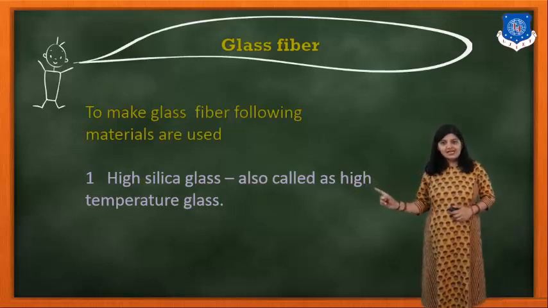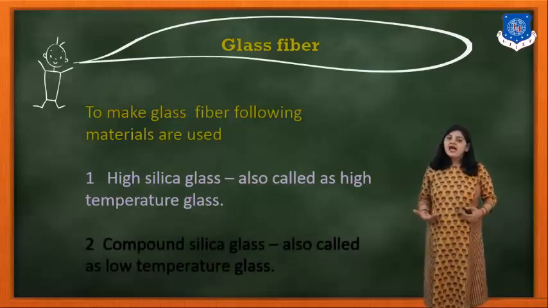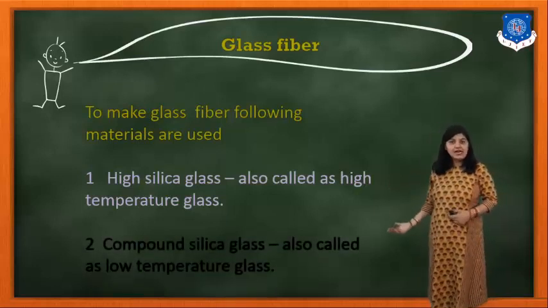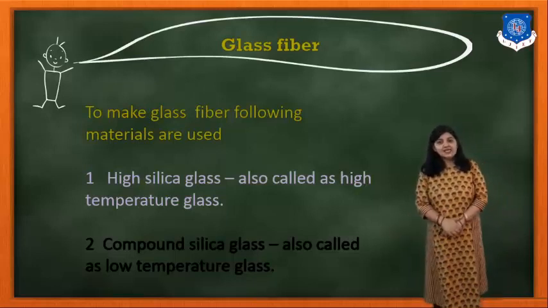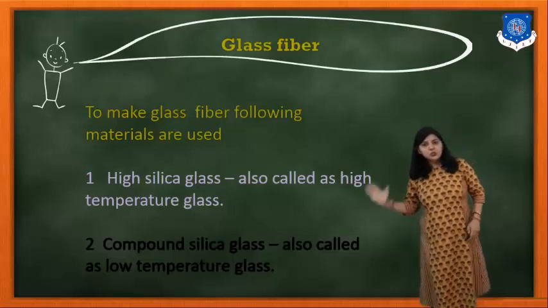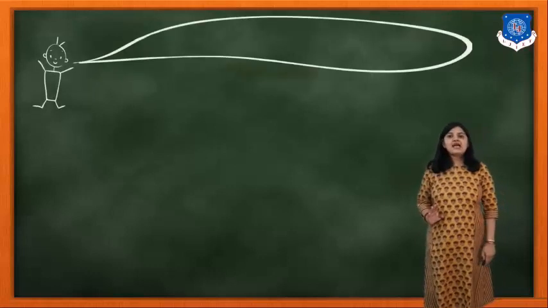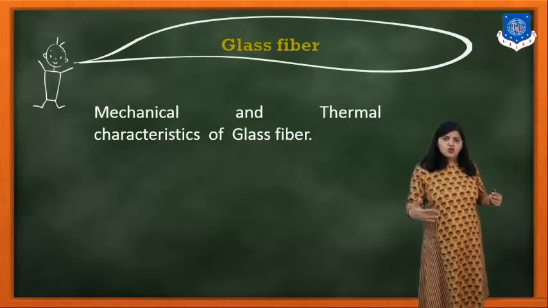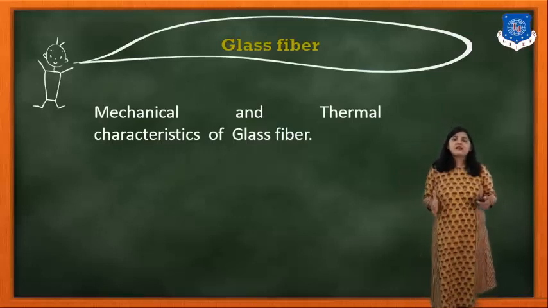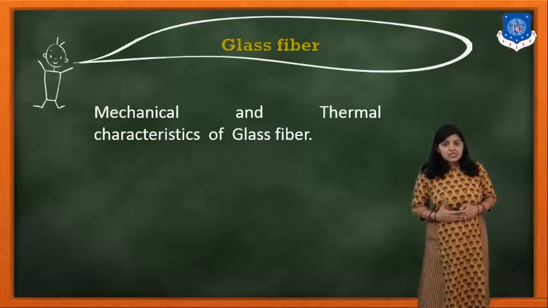High silica glass, also known as high temperature glass, can be used, and compound silica glass, also known as low temperature glass. These are the two types of material that can be used to make the glass fiber. There are also various mechanical and thermal characteristics of the glass fiber.